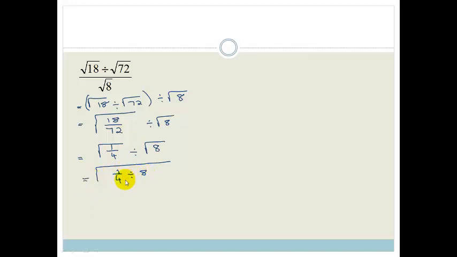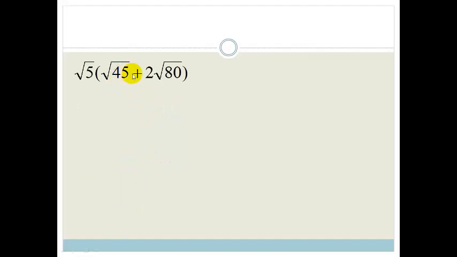And remember, what do you do when you divide? You tip and times. So that is the same as the square root of a quarter times 8 over 1, and then we can cross multiply and we cancel, and that becomes a 2. So this just becomes square root of 2. Okay, so that scary looking thing there can be broken down if you just do baby steps again. Okay, let's try another example.